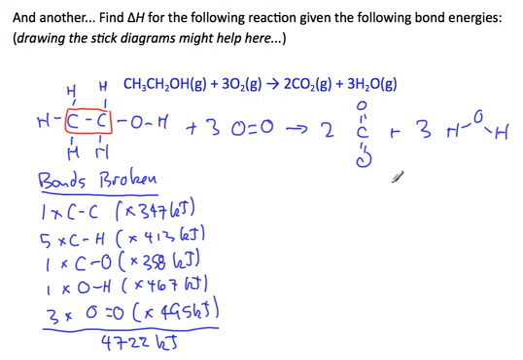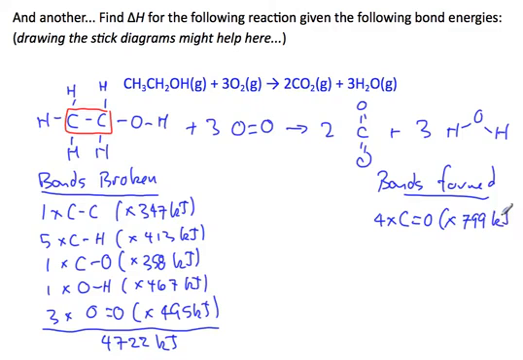And I can also now just go to the other side of things and look at bonds formed. In this case I have 2 moles of 2 carbon-oxygen double bonds, and that is, again, CO2, so it's 799 kilojoules, CO2 gas. And I have 6 moles of oxygen-hydrogen bonds, and that's 467 kilojoules. And that's it for that, not as many bonds there.